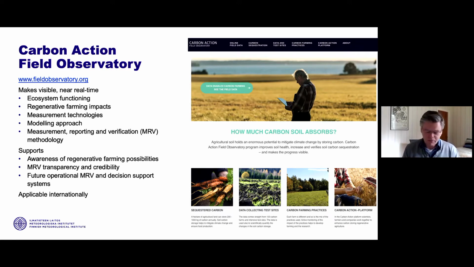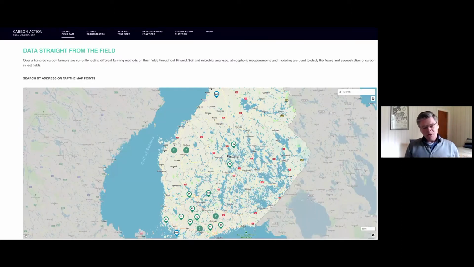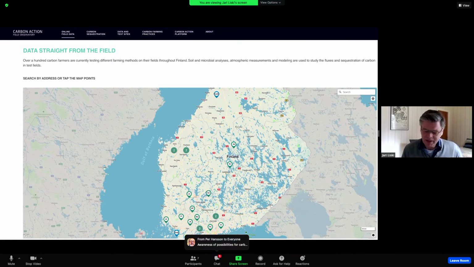The picture on the right shows the front page of Field Observatory. By clicking that header, online field data, it takes you to the map of the sites we currently have on the Field Observatory. There are currently 2 intensively studied sites. You see those blue sites there. There's a forest grass field on mineral soil in Kvitia in southern Finland, and there's another forest grass field on organic soil in Ruukki, which is in the northern part of this map.